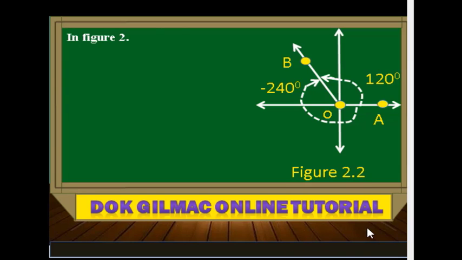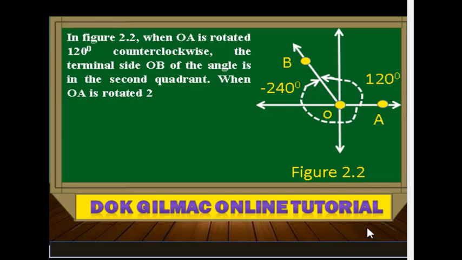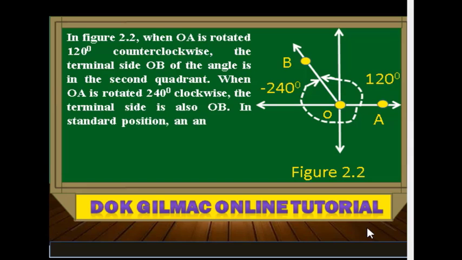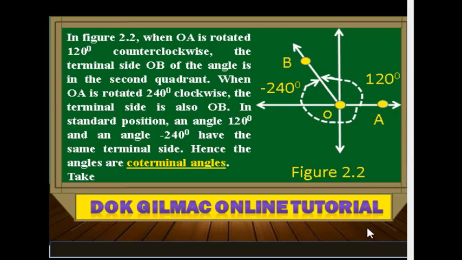Take note, in figure 2.2, when OA is rotated 120 degrees counterclockwise, the terminal side OB of the angle is in the second quadrant. When OA is rotated 240 degrees clockwise, the terminal side is also OB. In standard position, an angle 120 degrees and an angle negative 240 degrees have the same terminal side. Hence, the angles are coterminal angles.